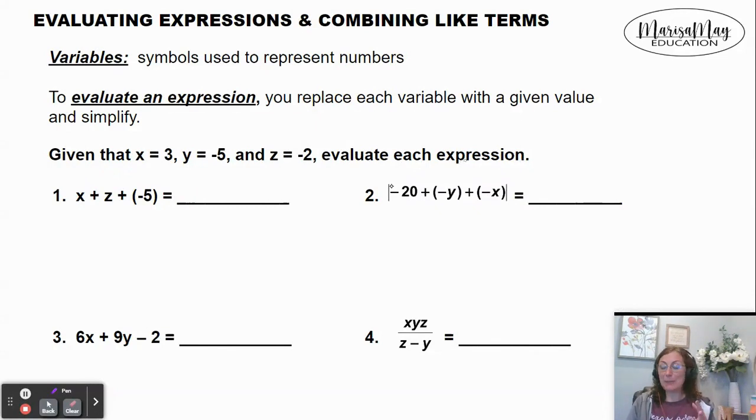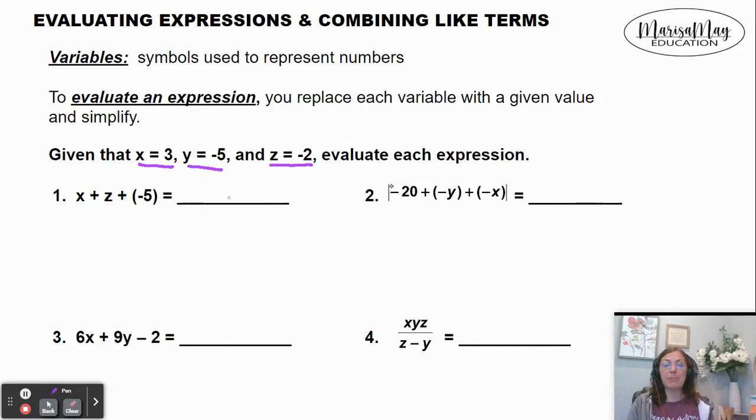So let's take a little bit of time to make sure we understand. A variable is simply a symbol that's used to represent numbers. Now, these symbols can be letters, they can be actual little emojis, they can be any kind of shape, but it is a character or a symbol that is replacing a number. When your instructions ask you to evaluate an expression, that simply means you want to replace the variable with a given value. So, in our examples for this part of the lesson, we want to let x be 3, y be -5, and z be -2.